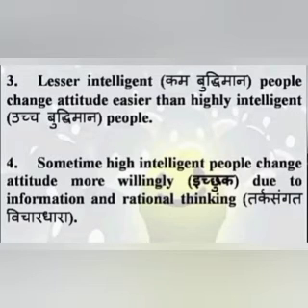Then, students, people who possess lower IQ, their attitude can be changed more easily than those who have higher IQ. On the contrary, sometimes intelligent people change their attitude willingly when they get the right information and rational thinking is there. See, for example, in earlier times, people used to have a negative attitude towards sanitary napkins, but now they have changed it. They have accepted it because it had rational thinking in it. So highly intelligent people sometimes willingly accept the attitudinal change.